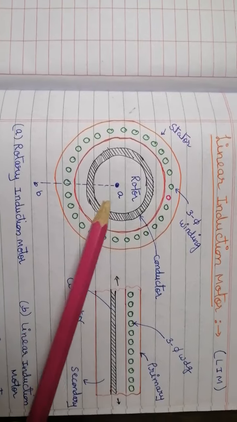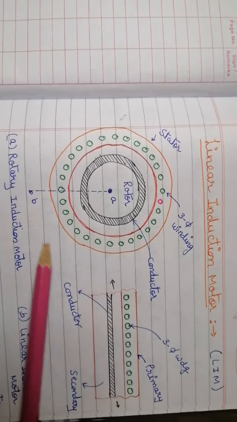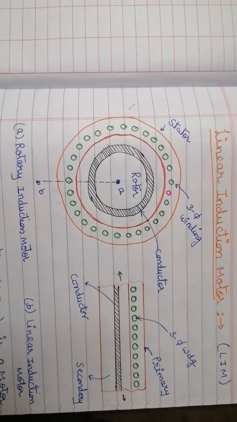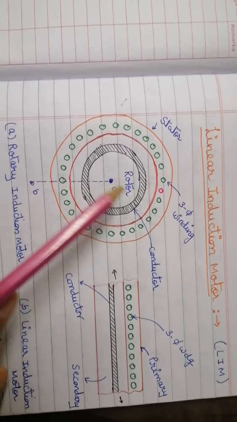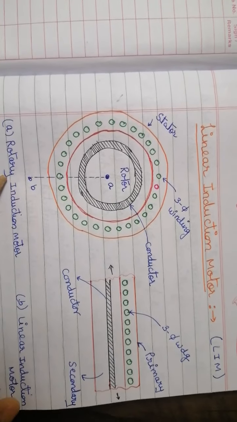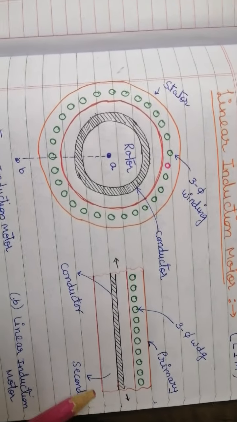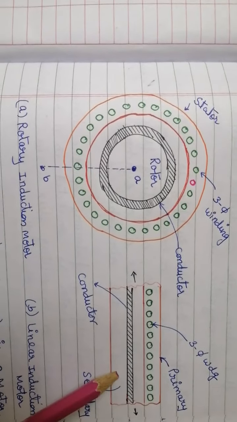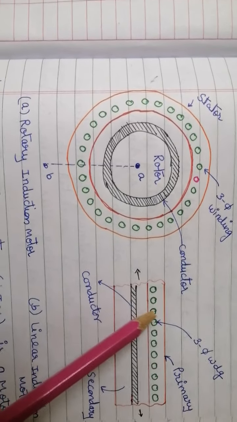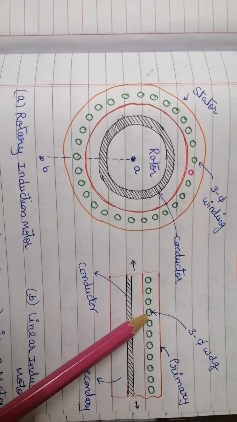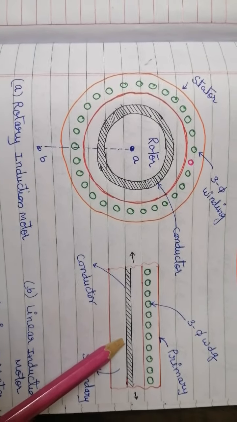Let the stator be cut along the line AB and spread out as shown in the figure. Means from A to B we cut this part and spread it along this axis. So it will look like this. Here this is the stator winding, the three-phase winding, and this is the rotor winding.